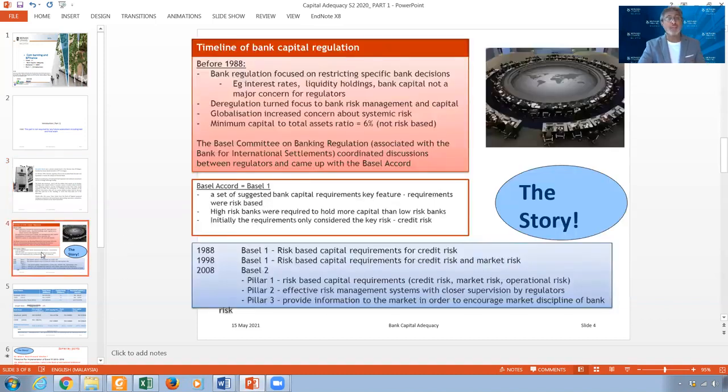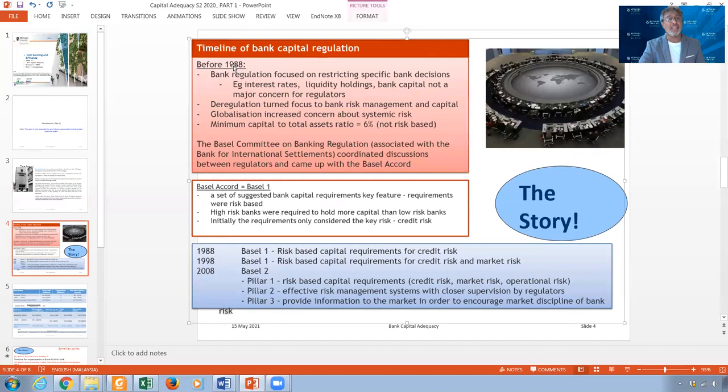And if you want to look at the story, it started here. There was nothing before when Basel I started. And then they came with Basel I, as I told you, risk-based assets for credit risk in 1988. And then in 1998, after 10 years, they added the market risk.